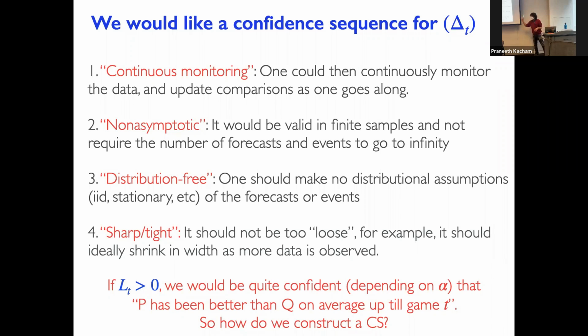The fact that it's distribution free gives a very strong statement that Q cannot simply attribute P's performance to chance, because we're going to construct a confidence sequence that's valid for any sequence of RTs. So we'll see how to do that. So now the question is, how do we construct this confidence sequence that's distribution free?